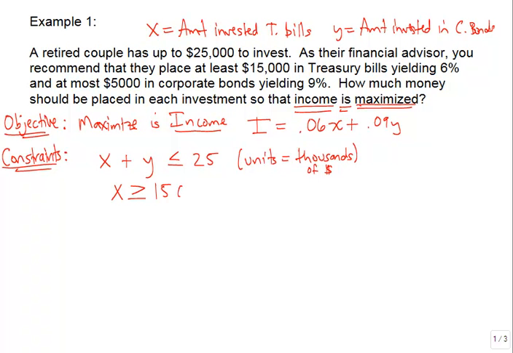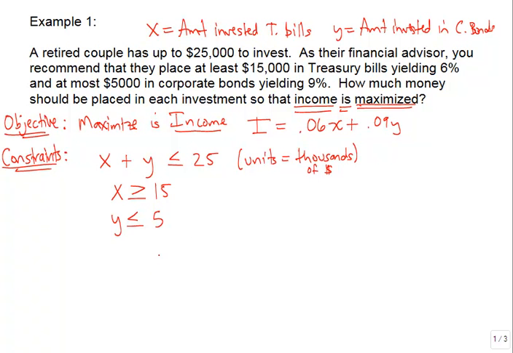And again, we're going to strip away those zeros by taking them away and maintaining the same units throughout so that we have smaller numbers to deal with. So we want our X to be at least 15. What about for our corporate bonds? We want our corporate bonds to be at most $5,000. So our corporate bonds is our Y, and we want that investment Y to be at most $5,000. At most would mean less than or equal to $5,000. And we're just going to take away those 3 zeros on the end.